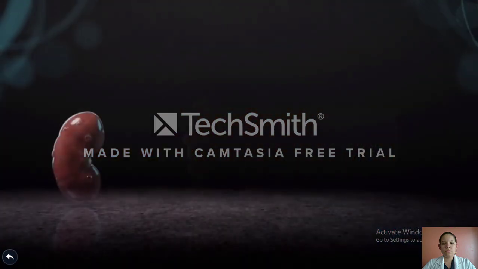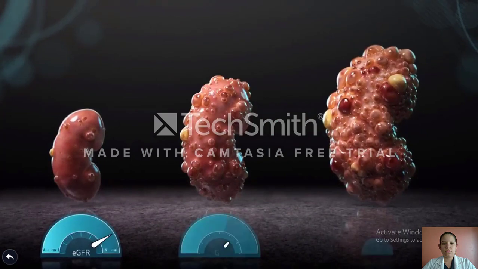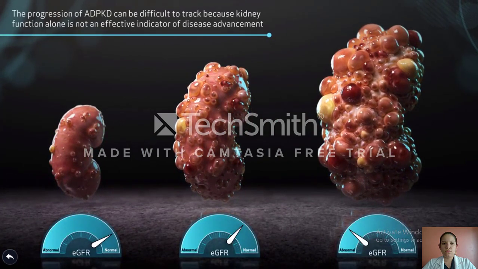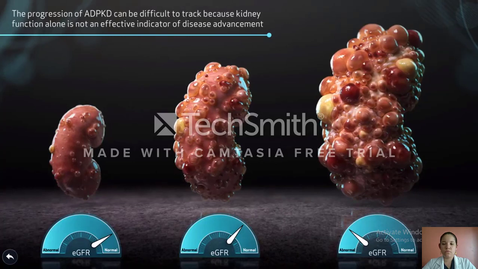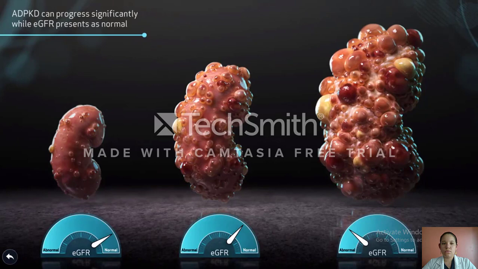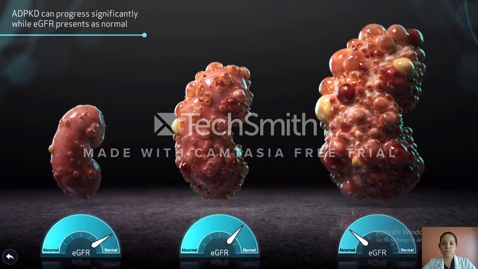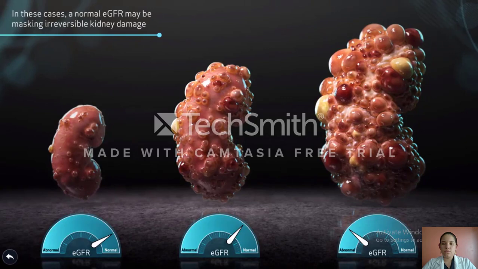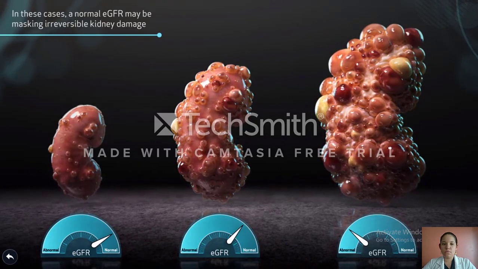So while the enlarged cysts can ultimately contribute to irreversible loss of kidney function, the progression of ADPKD can be difficult to track because kidney function alone is not an effective indicator of disease advancement. ADPKD can progress significantly while eGFR presents as normal. In these cases, a normal eGFR may be masking irreversible kidney damage.